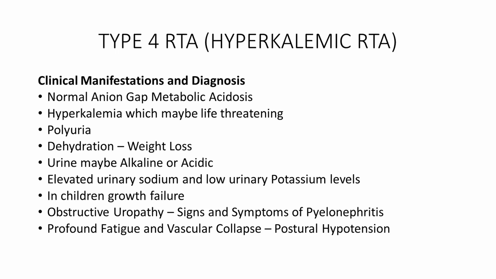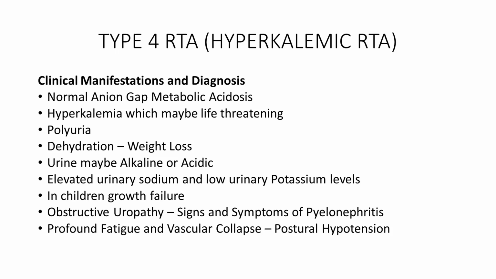The clinical manifestations and diagnosis include the same normal anion gap metabolic acidosis. Hyperkalemia is a very serious condition which may be life-threatening, leading to cardiac arrest and arrhythmias. Polyuria, dehydration, weight loss. These patients are usually severely dehydrated because sodium is not being reabsorbed, resulting in excessive loss of water. Urine may be alkaline or slightly acidic. Urinary sodium is elevated because sodium is not being absorbed, and urinary potassium is low since potassium is not being secreted.